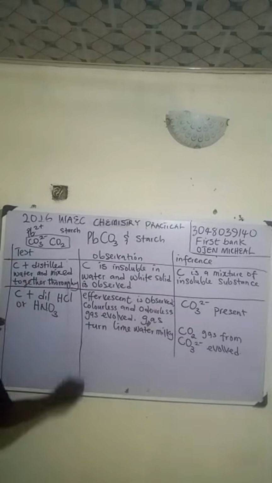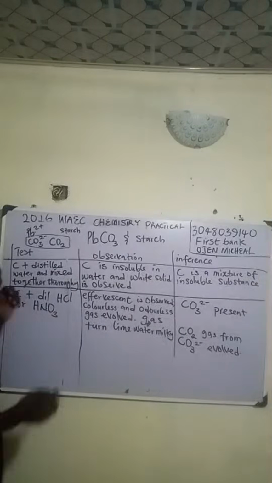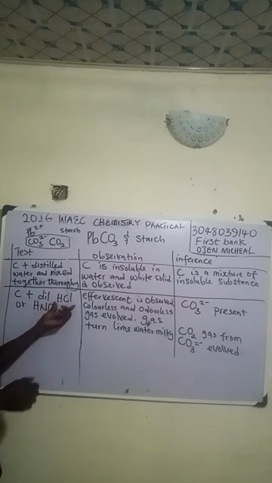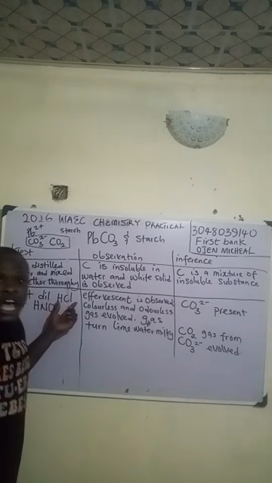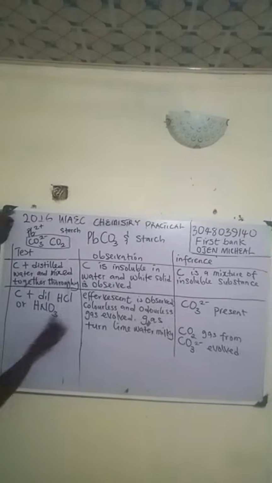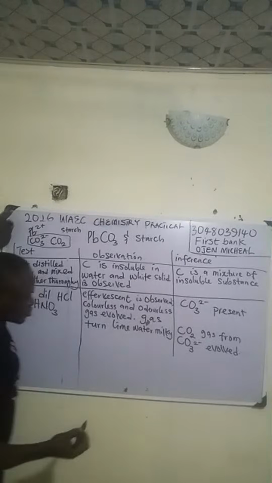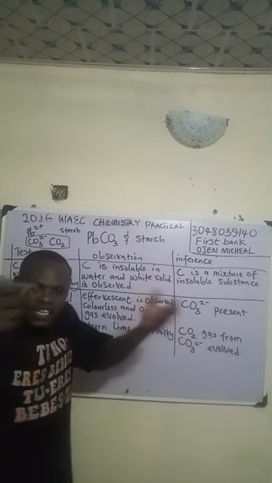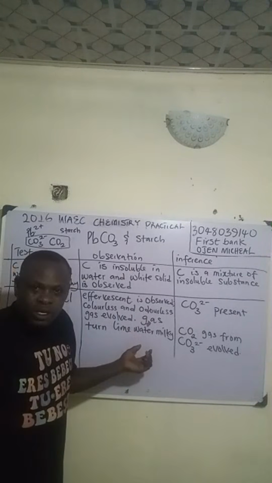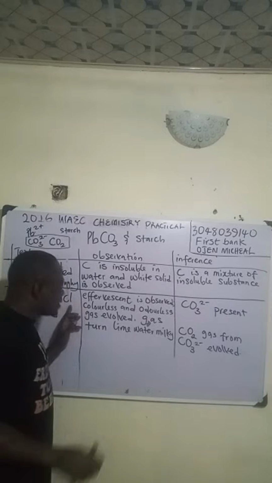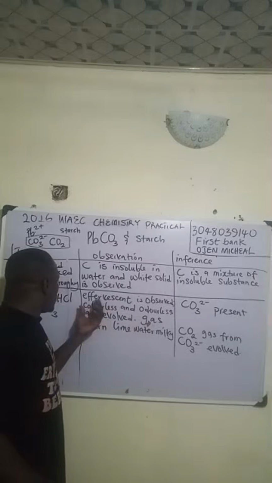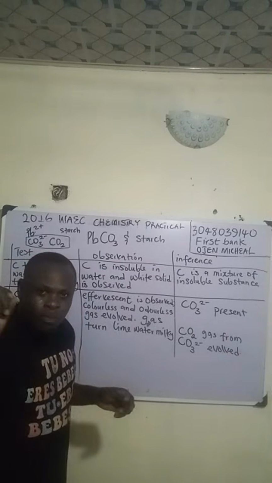Now, we are going to treat with this one. If you use HCl, we are going to use HCl. If they ask you to use HCl, what you are going to do is say filtrate. When you add HCl now, of course, effervescence will occur. And of course, there will be a small white precipitate. White precipitate will be formed if you use HCl. Small white precipitate is formed.